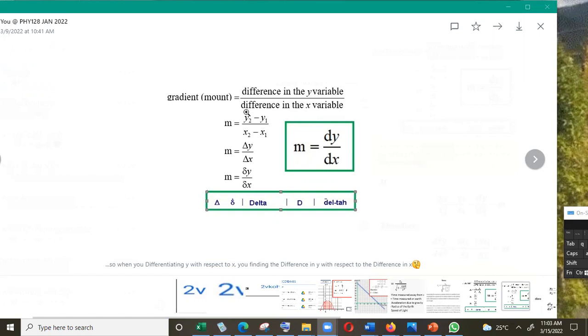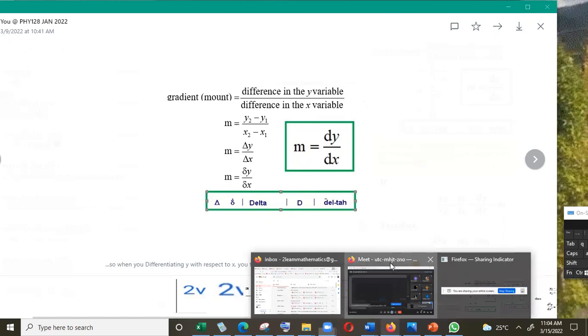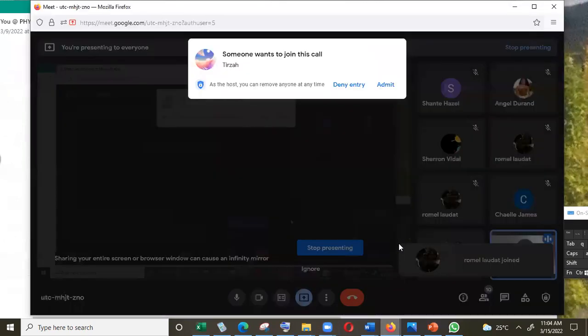And here you have some symbolism given to it: the capital delta, the small delta, and the English d, dy dx. Depending on the function that you may be given, the differentiation might appear a little bit difficult, and you may even forget that you are differentiating.